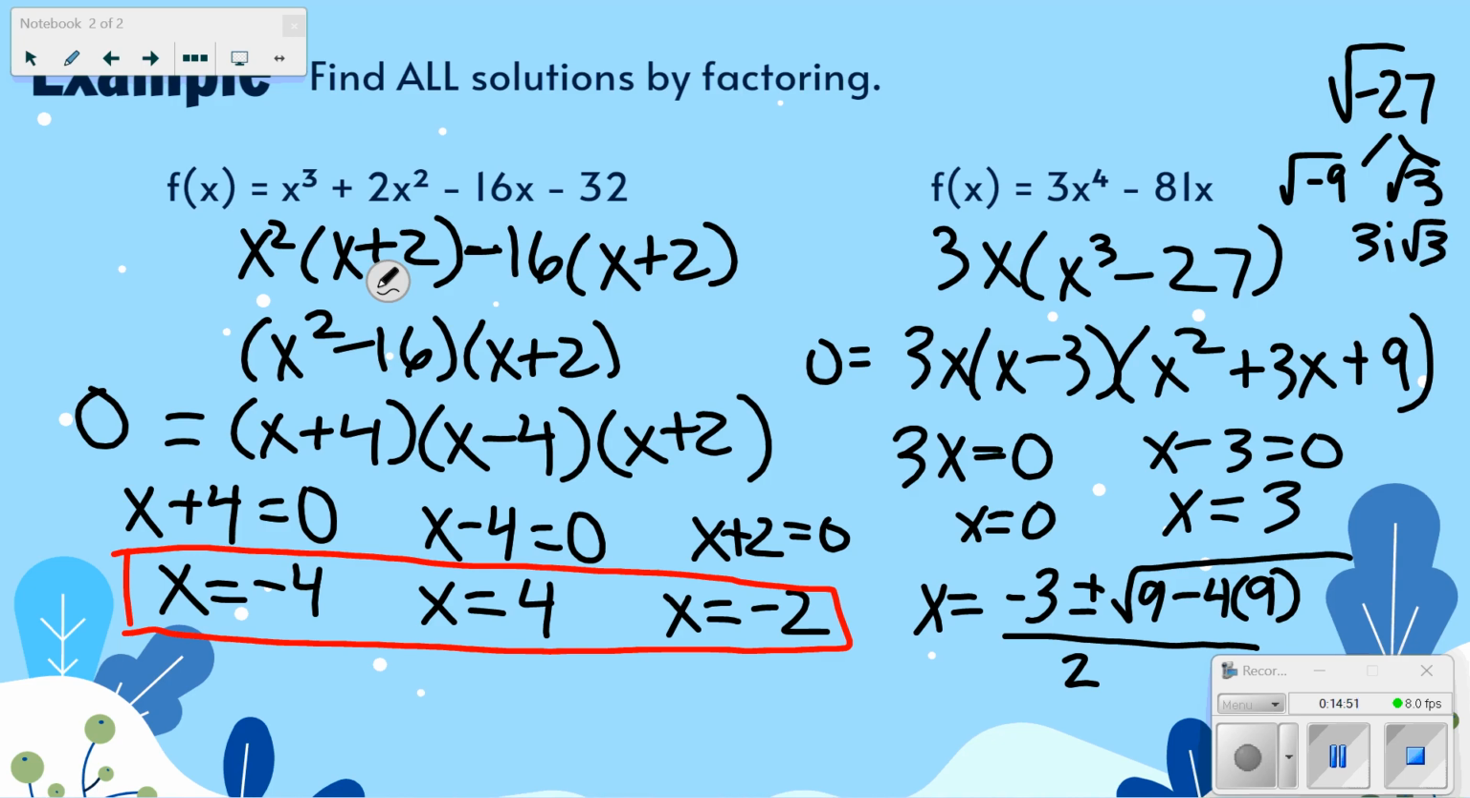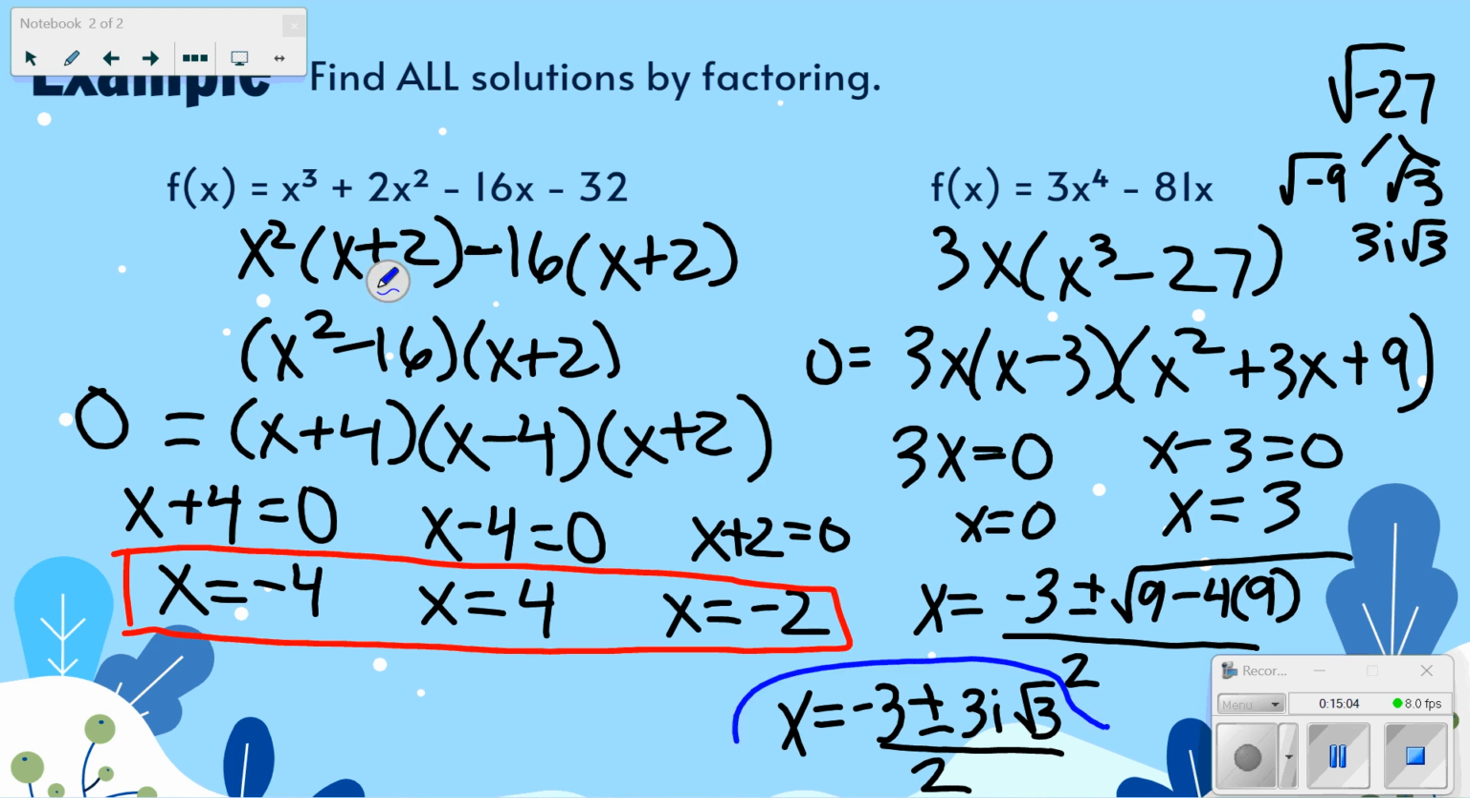So x is going to equal -3 plus or minus 3i root 3, all divided by 2. So this becomes our 2 imaginary, circled in blue, and then my 2 real as well. So I have my degree of 4. So it's all playing off of and building off of your work with your quadratics. And this would just be you finding your solutions after you factored completely.